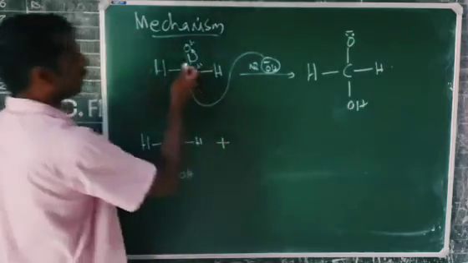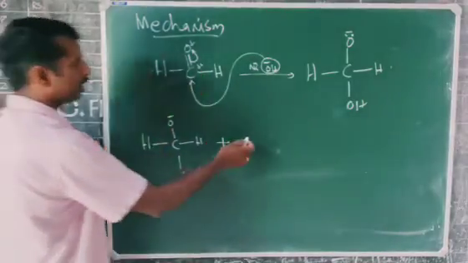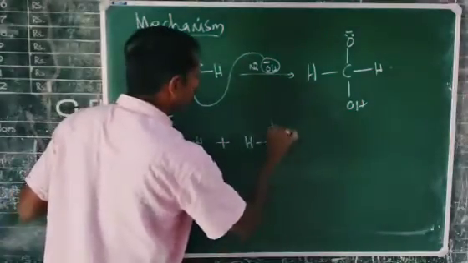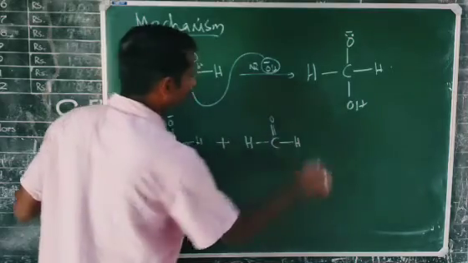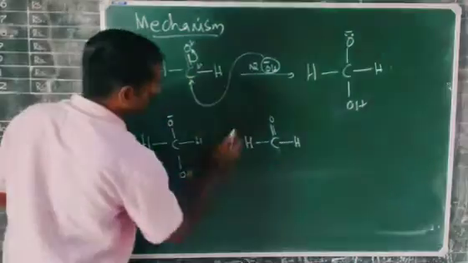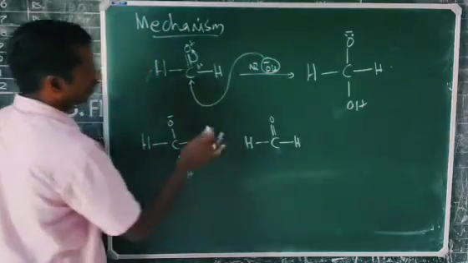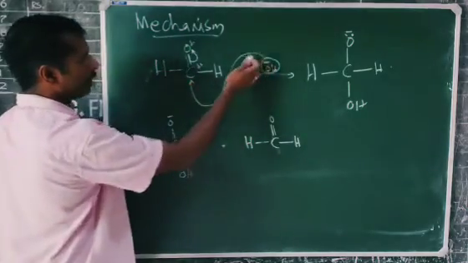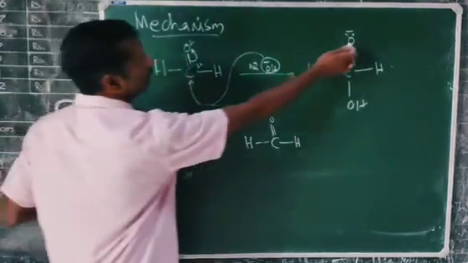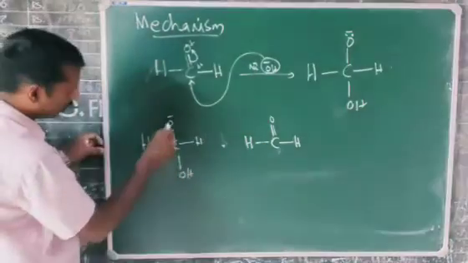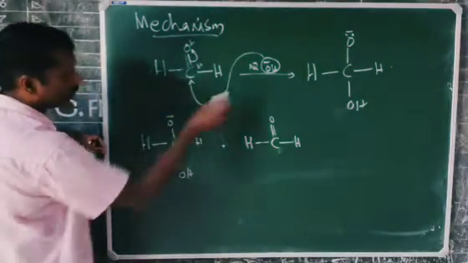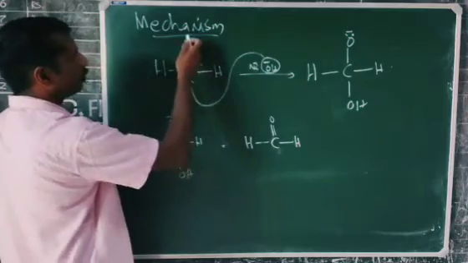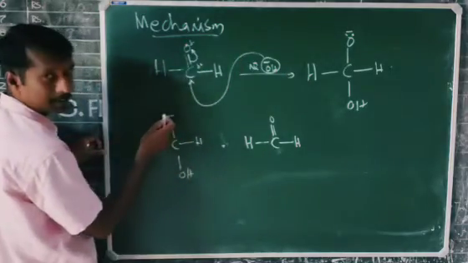Now I am taking the second molecule. This is the first molecule. Now I take the second molecule, H, C double bond O, H. Look at it here. What is happening here? This is the second molecule, and this is the first molecule. The base is attacking on the first molecule, and you are getting this ion. Now in the second molecule, when this bond is shifted to oxygen, you get a negative charge, a pair of electrons.